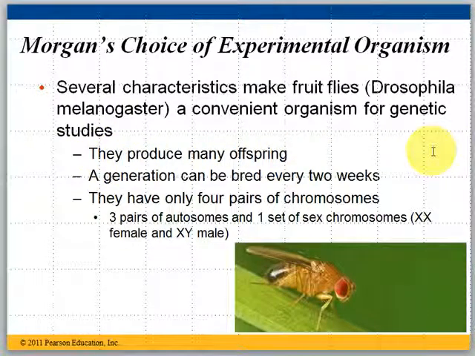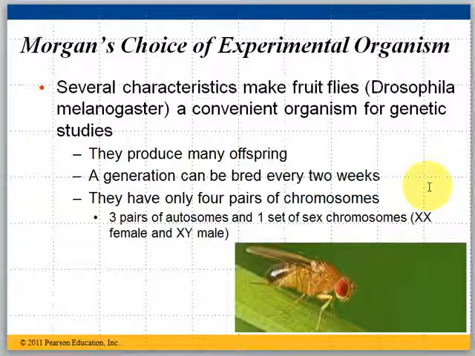When you're doing genetic experiments, you want a lot of offspring so you can move quickly through your experimentation. A generation can be bred every 2 weeks. Remember, you don't want to pick, say, a large mammal that might take years before it develops into sexual maturity. You wouldn't choose to study genetics by studying elephants that might take years and years before they're sexually mature, or humans, which might take 14, 15, 16, 18 years before the creature is sexually mature. You don't want a 20-year generation cycle. So with 2 weeks, you can turn around generation after generation fairly quickly.